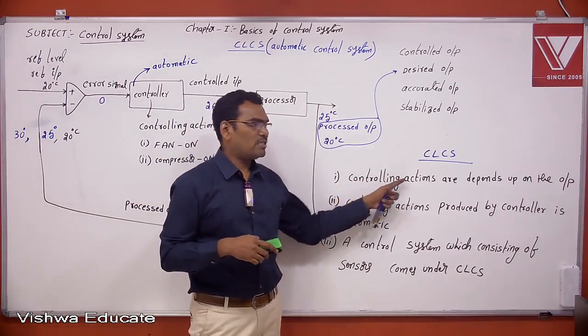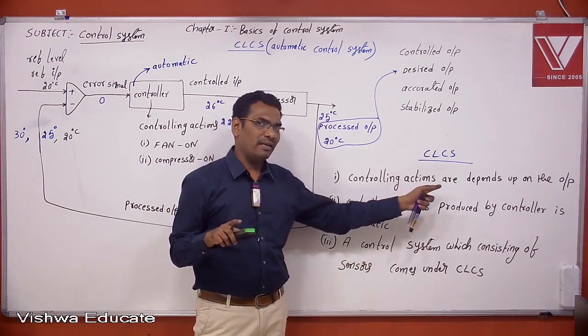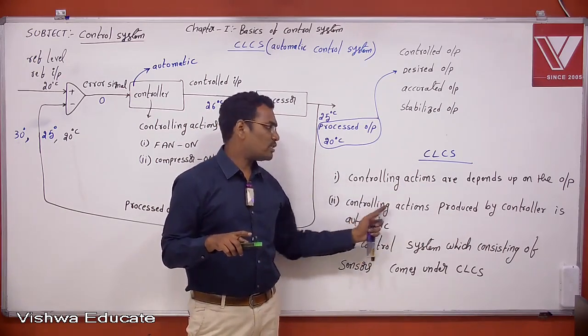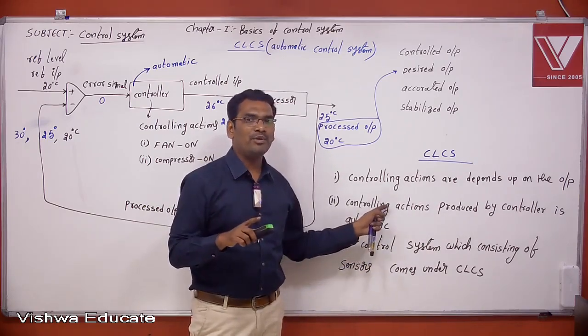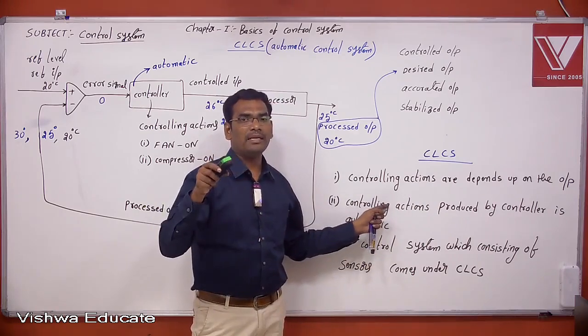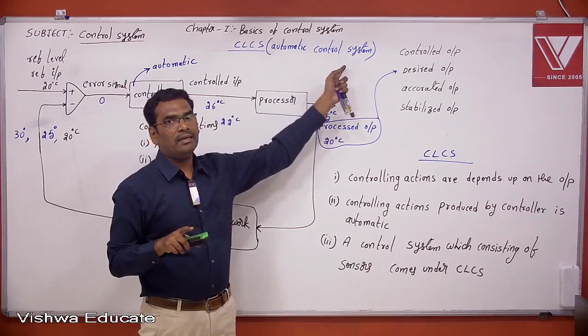Here controlling actions are completely dependent. In open loop control system, controlling actions are completely independent. Now here controlling actions produced by a controller are fully automatic. There the controlling actions produced by the controller are manually operated. Therefore that is a manually operated control system and this is an automatic control system.